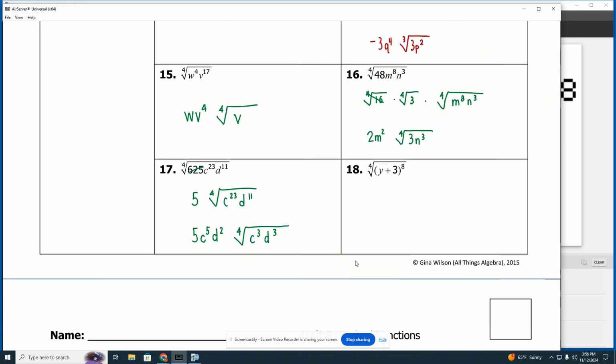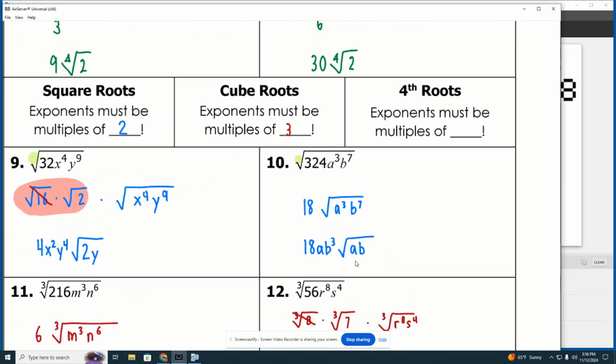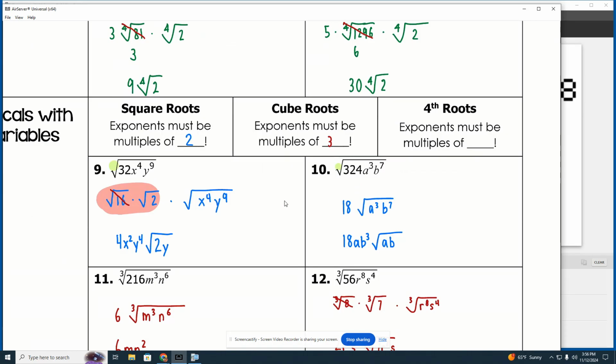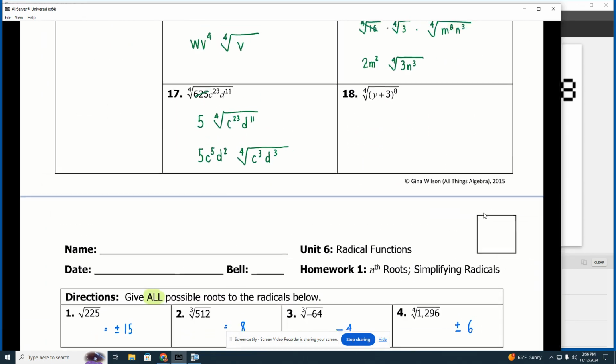So that is how you deal with variables. In order to come out of a square root, it has to be a multiple of 2. In order to come out of a cube root, it has to be a multiple of 3. In order to come out of a fourth root, it has to be a multiple of 4. And that's how they can come out of those radicals as variables.